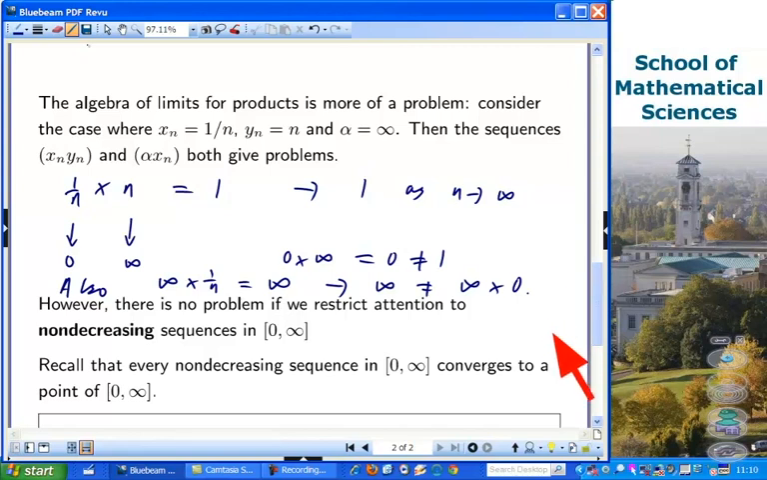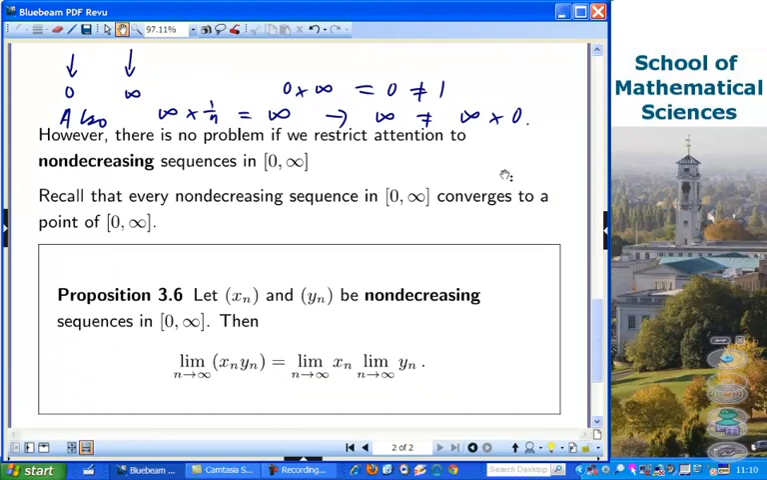The answer is that you have to restrict attention to which sequences you want to do the algebra of limits for when you're dealing with products. So restrict attention to non-decreasing sequences. So what are we going to do? We're going to have naught less than or equal to x1, less than or equal to x2, less than or equal to x3, and so on. And any non-decreasing sequence has to converge to something. And you have the same for y.